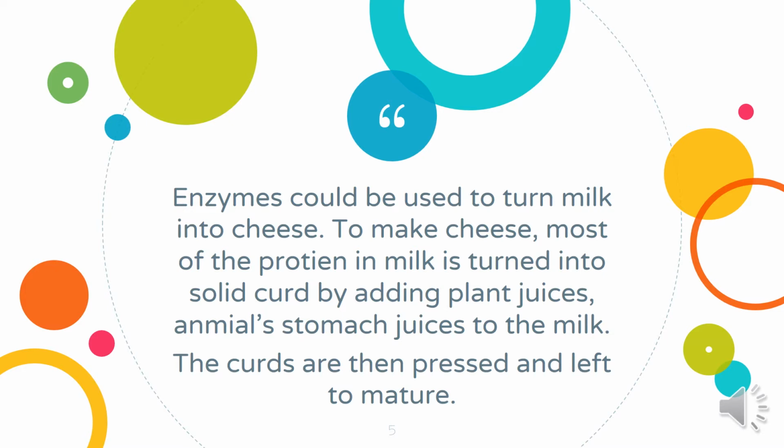Okay, this is one of the uses of the enzymes, to turn the milk into a solid curd, a solid substance, by adding plant juices and other things. The curds are then pressed and left to mature. And we all saw this at home. When we want to make cheese, we put some of the milk and add some cheese or yogurt, press it and leave it to turn into cheese. And we will see this.